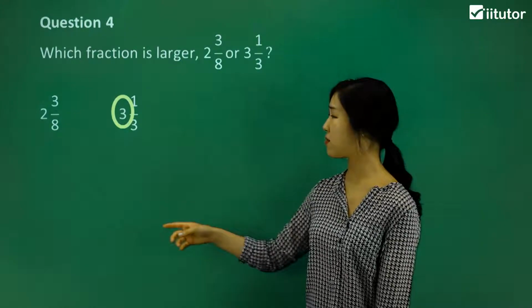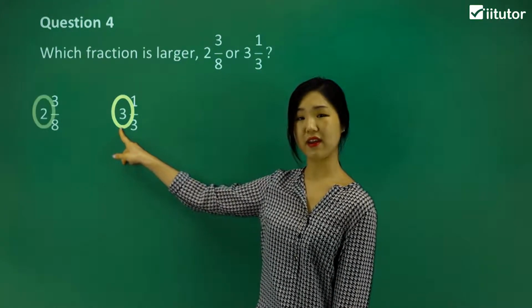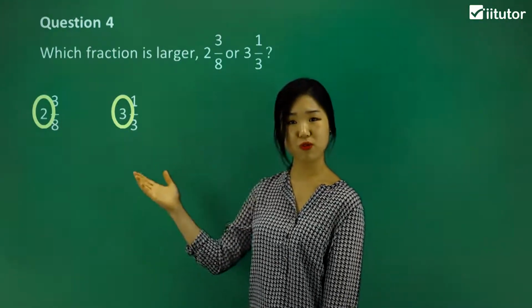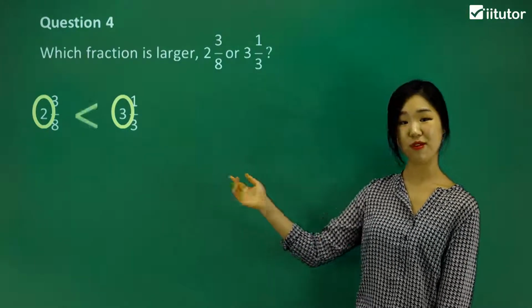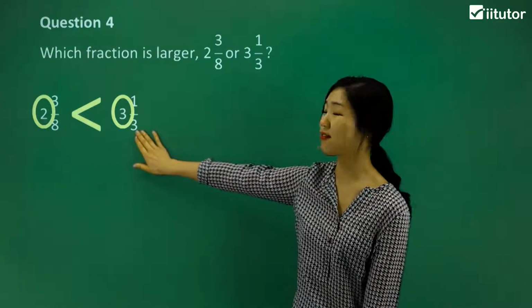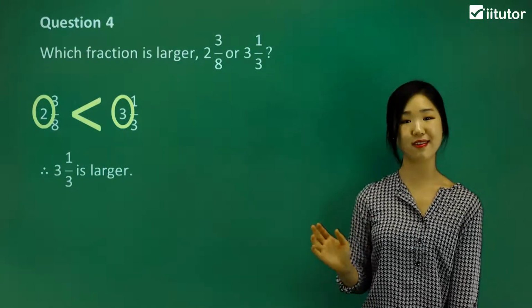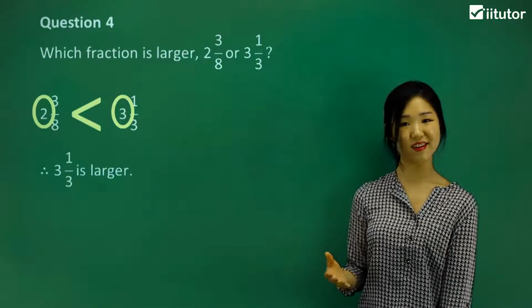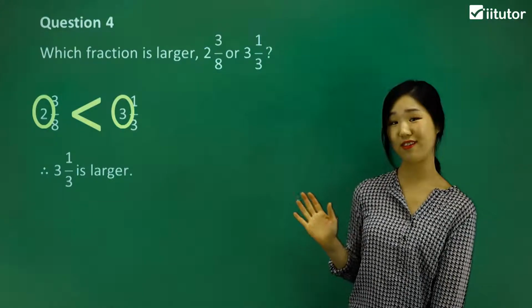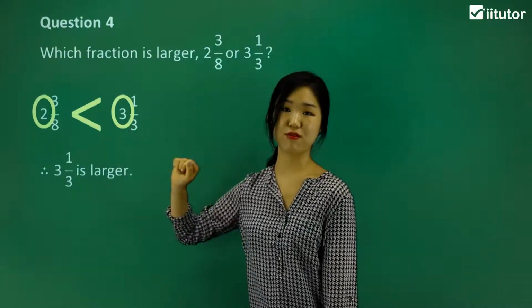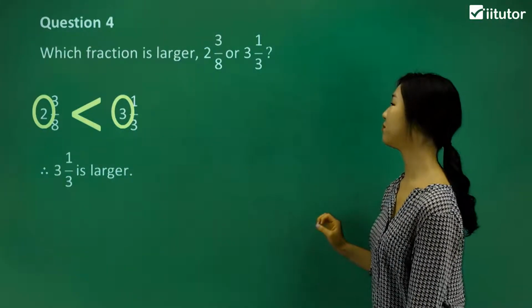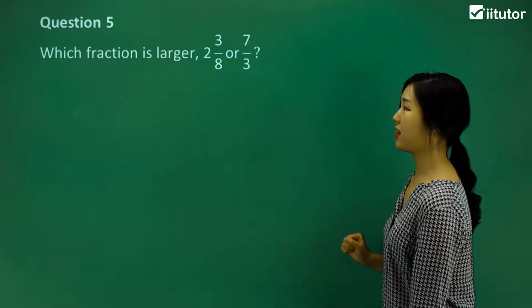If you have a look at the numbers in front, this one's a 3. So that one's a 2. Which one's greater, 3 or 2? Obviously 3. So this fraction, guys, is the larger one. So we can say that 3 1/3 is the larger fraction. So I told you, mixed numerals are much easier to distinguish. Just look at the numbers in front and just spot the larger one. Let's do another one, yeah?